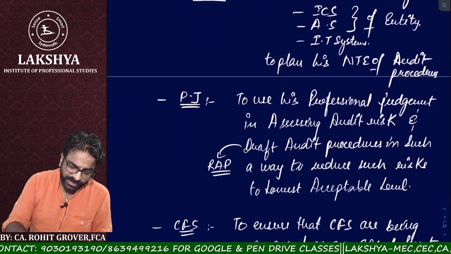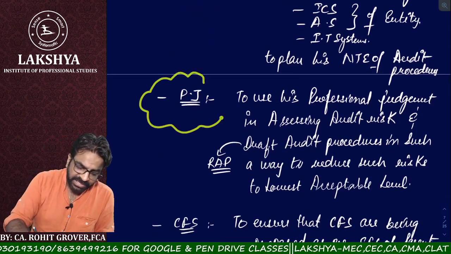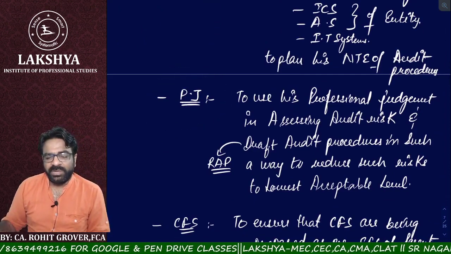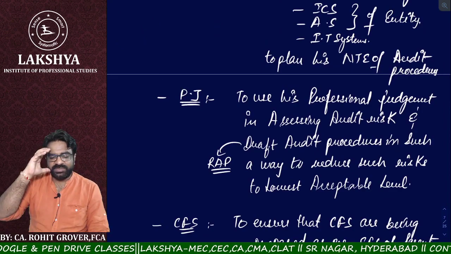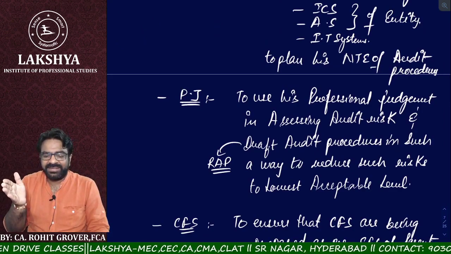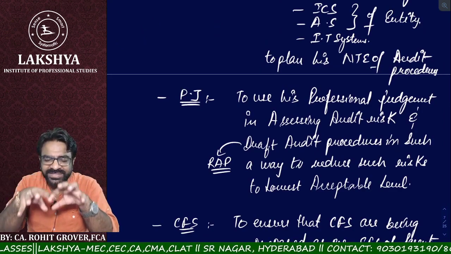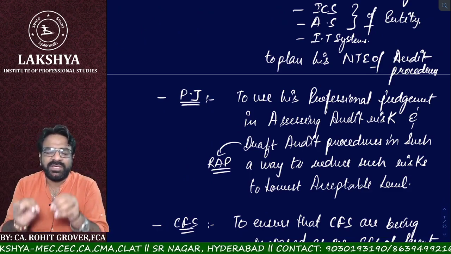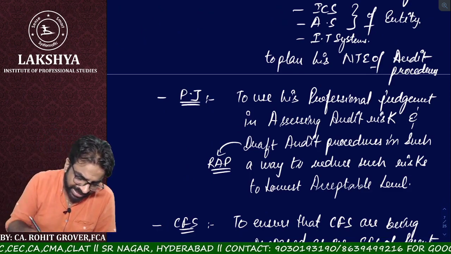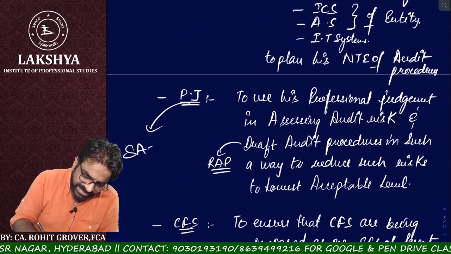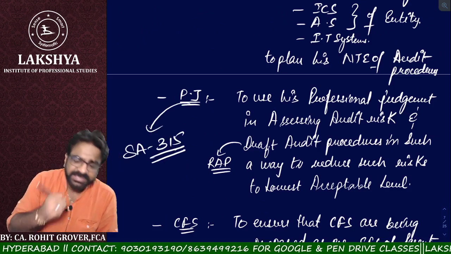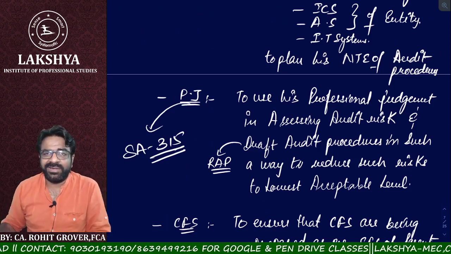Now, the auditor has to ensure that he applies his professional judgment. What kind of professional judgment is required? He has to apply his professional judgment in assessing the audit risks involved in the audit of consolidated financial statements. So, can I say that indirectly we are talking about SA 315 here? Yes, assessment of the audit risk.